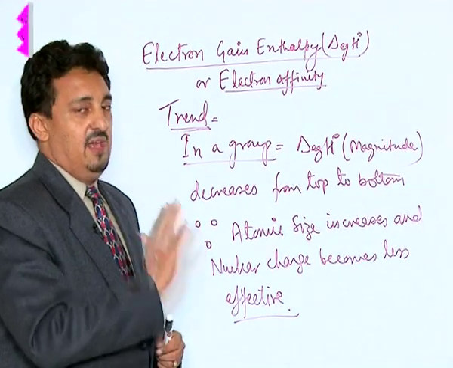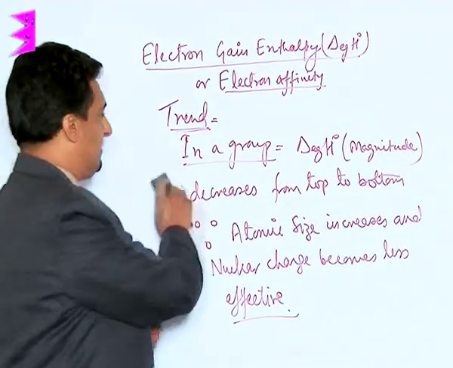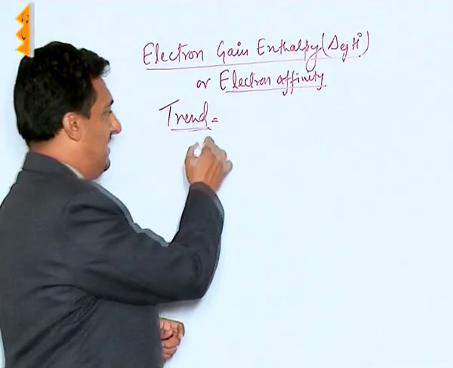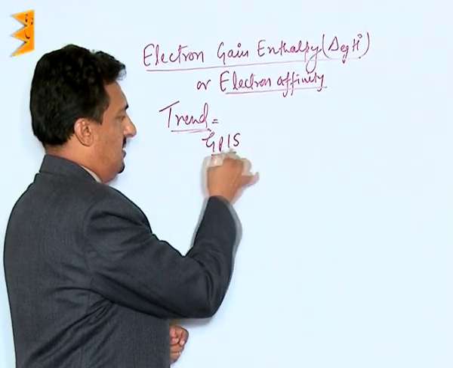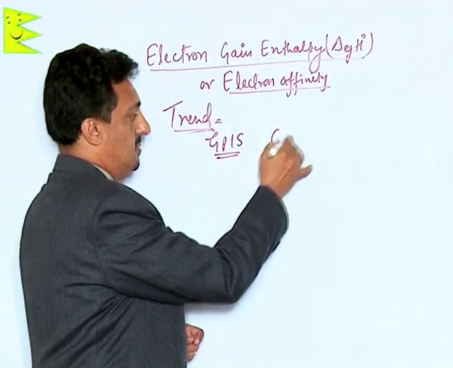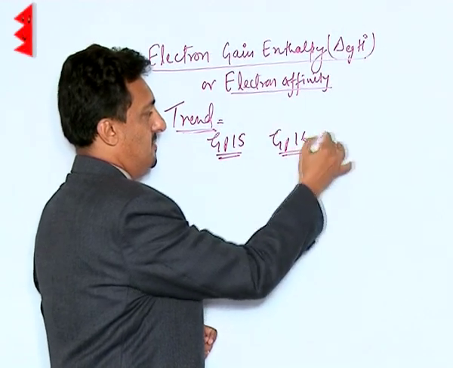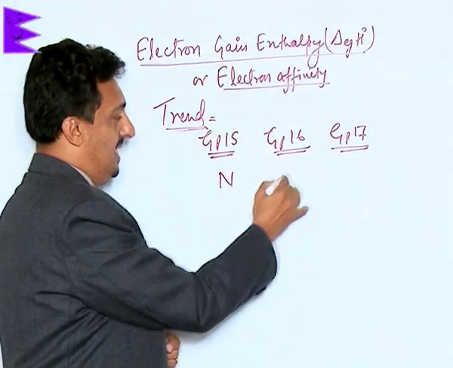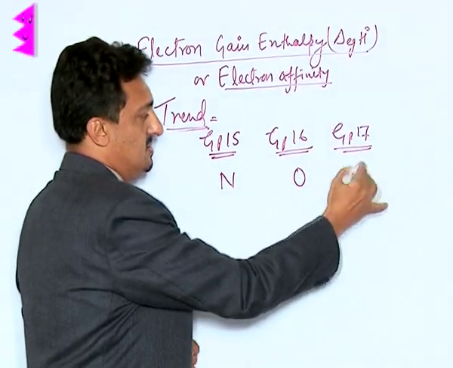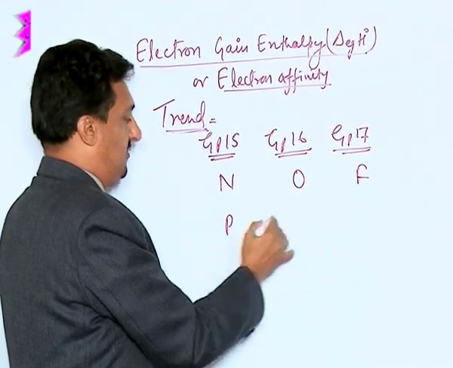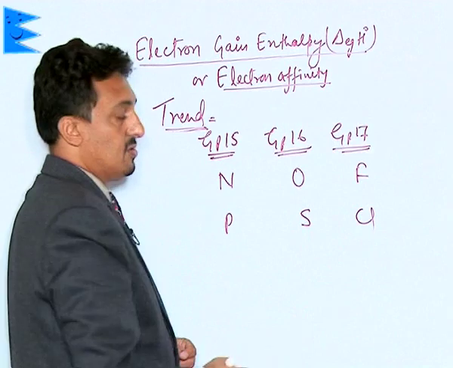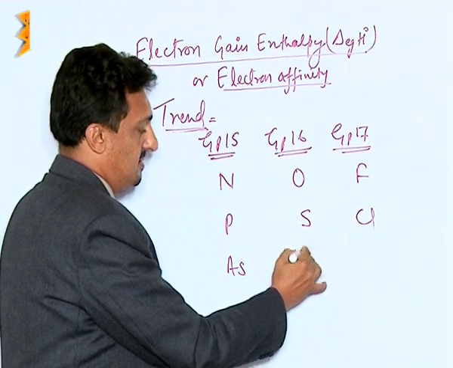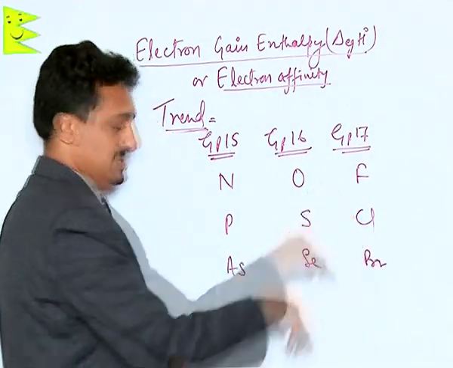So these are the general trends. But we have exceptions to these. The exceptions are in the 15th group, 16th group, and 17th group, where the elements are nitrogen, oxygen, fluorine, phosphorus, sulfur, chlorine, arsenic, selenium, bromine, like this.